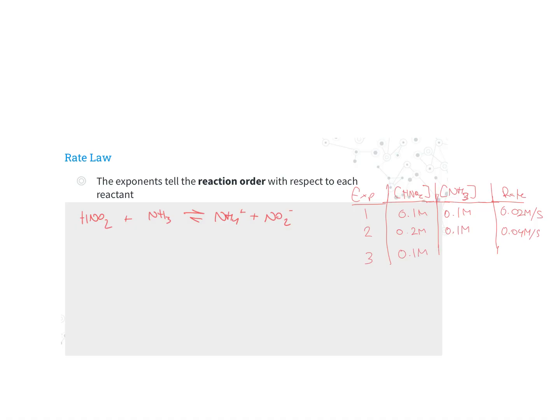So I have 0.1 molar HNO2 and 0.2 molar NH3. So I've still doubled one of them. I've just doubled the other reactant in my reaction, and I end up getting the same result. It doubles the reaction rate.